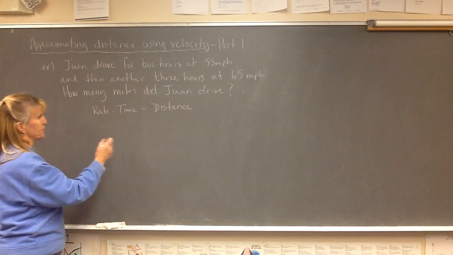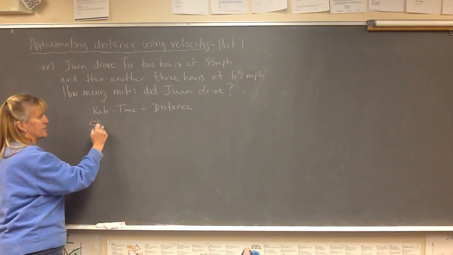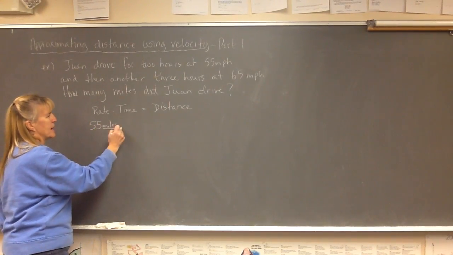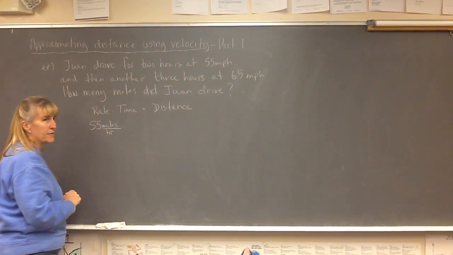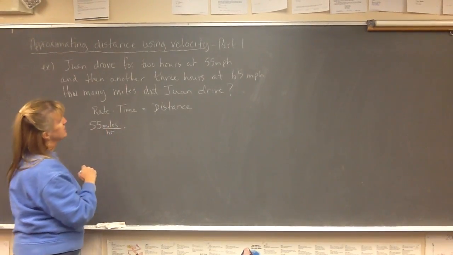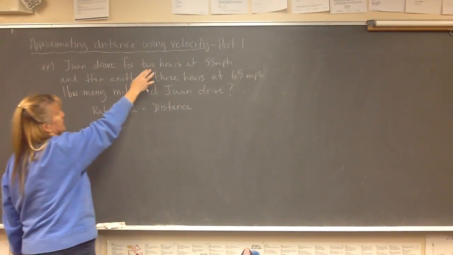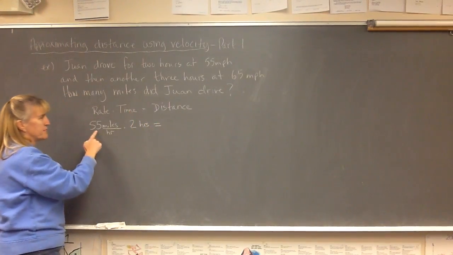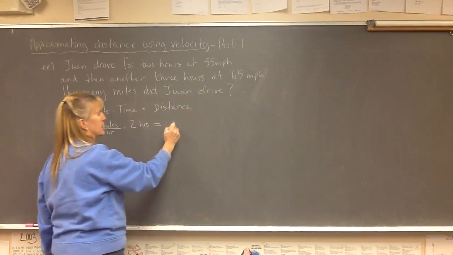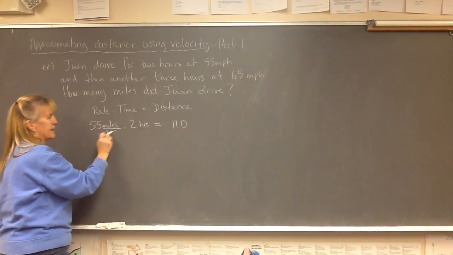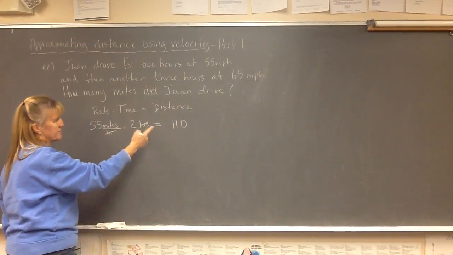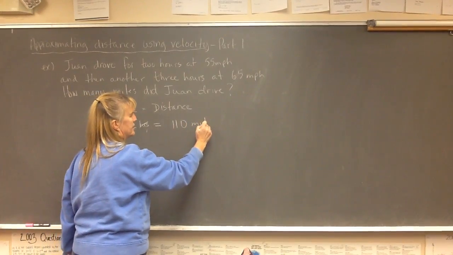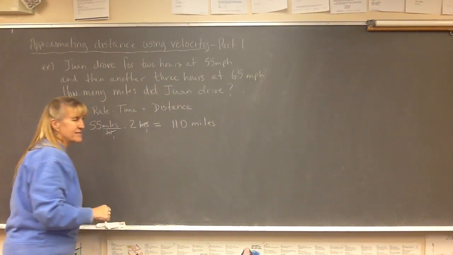So we're going to take the first rate, which is 55 miles per hour. I'm going to write miles per hour as a fraction, times, how many hours did he drive that for? 2 hours. So I'm going to multiply by 2 hours. And if I multiply 55 times 2, of course, that's going to give me 110 what? Hours cancel with hours, miles is left over, so I just have 110 miles. That's kind of common sense.